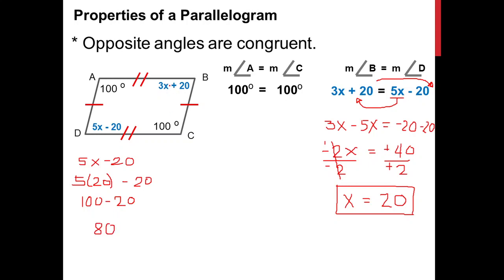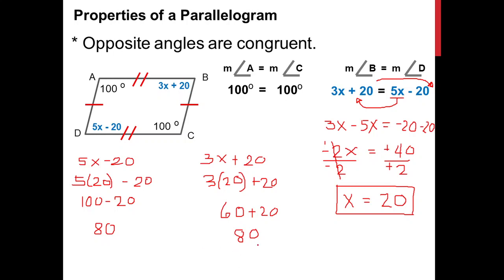Now let's try to substitute it also here, angle B, see if we could come up with an 80 also. So 3x plus 20, my x is equal to 20, plus 20. 3 times 20, that is 60, plus 20 is equal to 80. Therefore, this figure is a parallelogram because angle D is equal to the opposite angle, which is angle B.